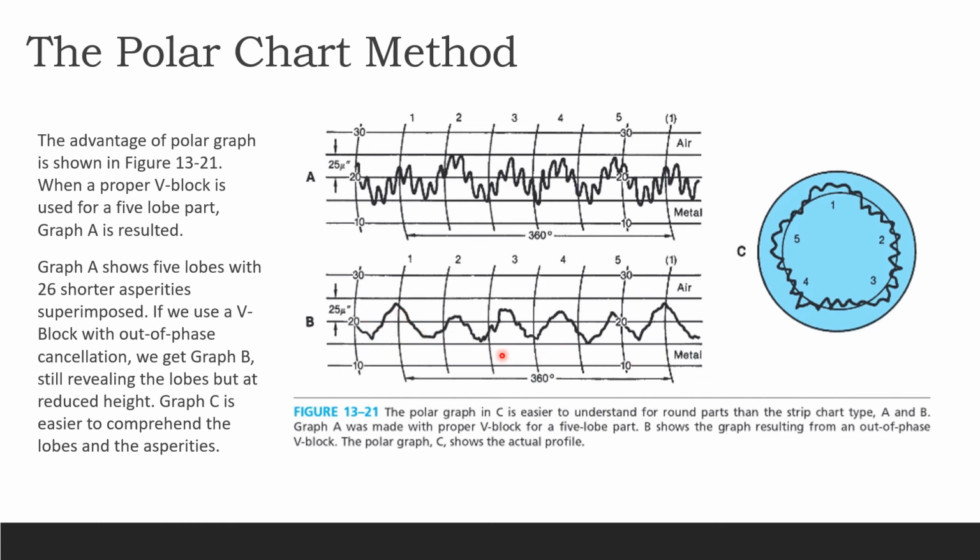In graph C, which is this little one, it is easier to comprehend the lobes. You have your lobes and then your asperities. The lobes are right there: you can see 1, then 2, 3, 4, and 5. Asperities are the little wiggly ones, weird stuff all around.